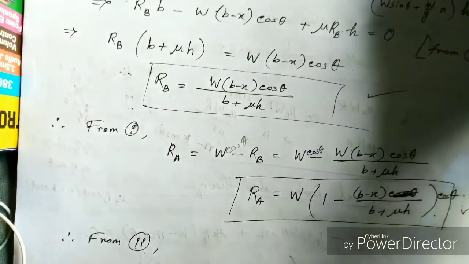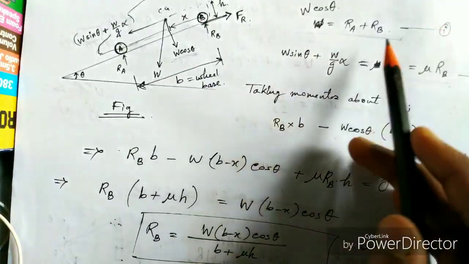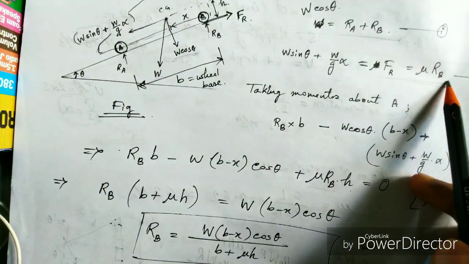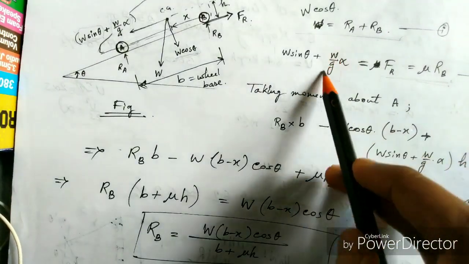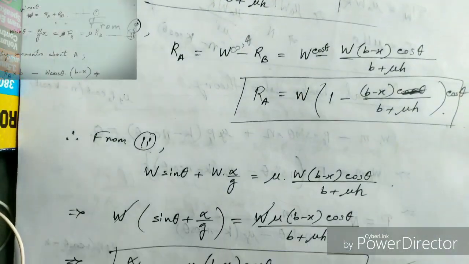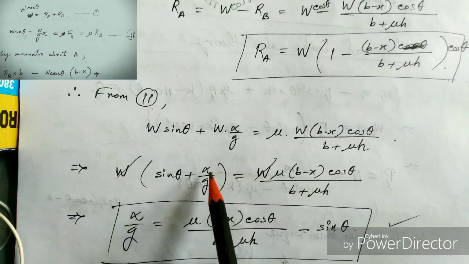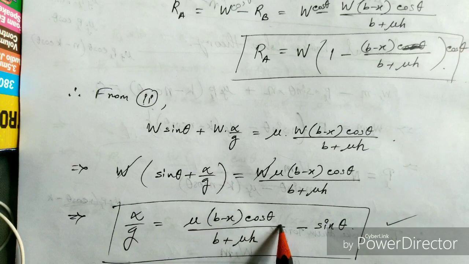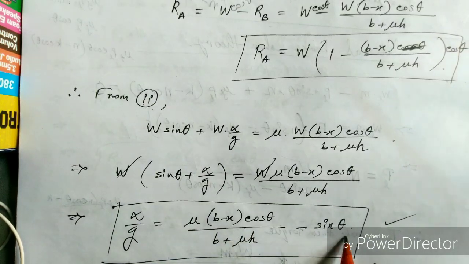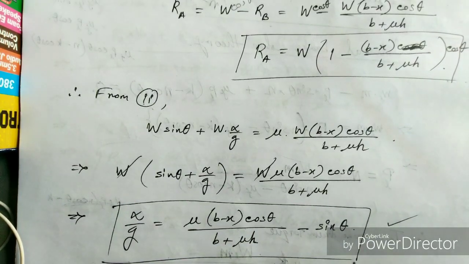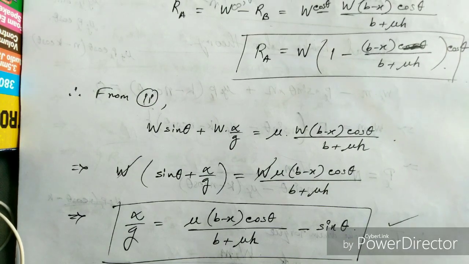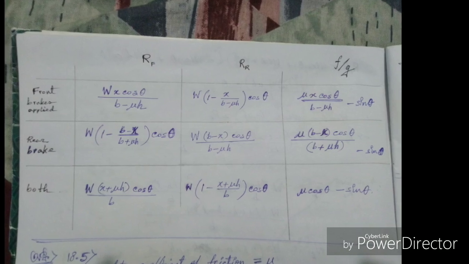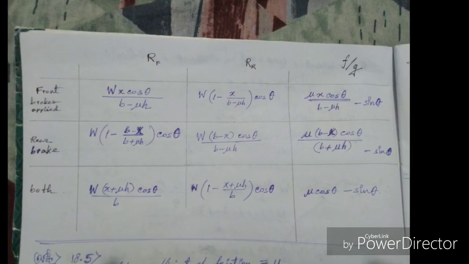Now from equation 2 you can see that instead of Rb, I will put the value of Rb there, and we can get the value of alpha by g. Thus, we will get alpha by g equals mu into B minus X into cos theta divided by B plus mu H, minus sin theta. If you have any doubt, you can pause the video and check the equations. So here you can see the complete result. Here I've used f by g, which can also be written as alpha by g.